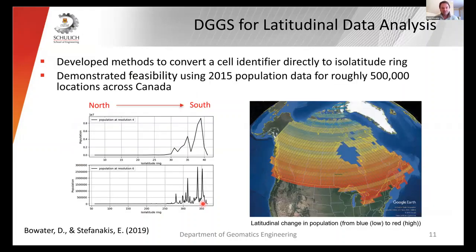So with that in mind, we developed methods to manipulate the cell identifiers directly in order to determine which isolatitude ring the cell falls on. Using these algorithms, we demonstrated the feasibility of using the RHLPX DGGS for this type of analysis using 2015 population data for roughly 500,000 locations across Canada. Here I highlighted a couple of images that show the capabilities of multi-resolution analysis, where we can see how the population changes from north to south. We can also see how we can visualize results on the globe as well.